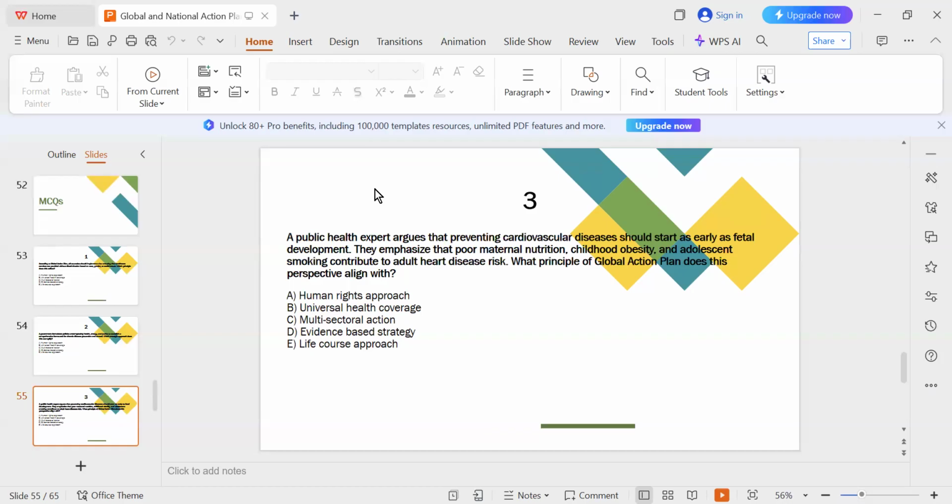A. Human rights approach. B. Universal health coverage. C. Multi-sectoral action. D. Evidence-based strategy. Or E. Life course approach.